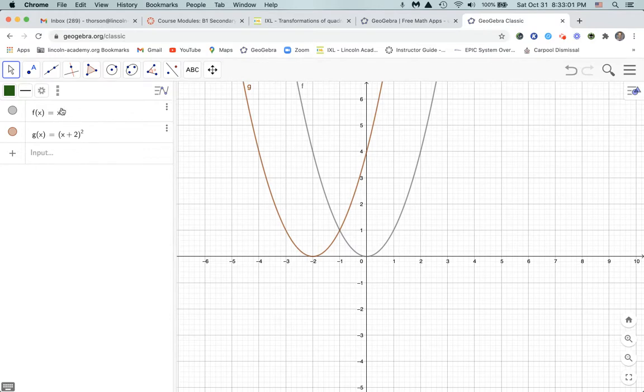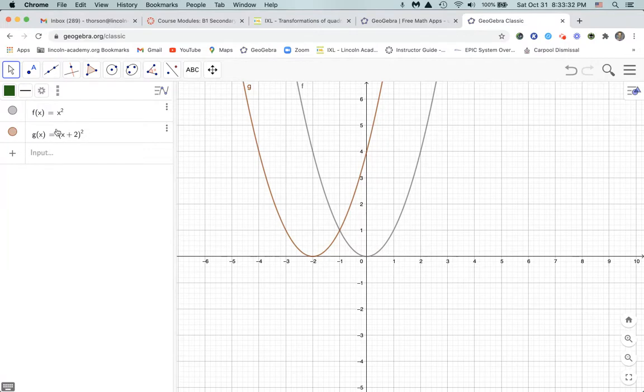The original parent function, what's the very smallest x squared could ever be? The very smallest it could be is 0. Because if I plug any number in other than 0, when I square it, it gets larger. 1 squared's 1, 2 squared's 4, 8 squared's 64. If I plug in negative 1 squared, that's positive 1. Negative 2 squared's positive 4. Negative 8 squared is positive 64. That's why 0 is the lowest possible outcome for this f of x function.